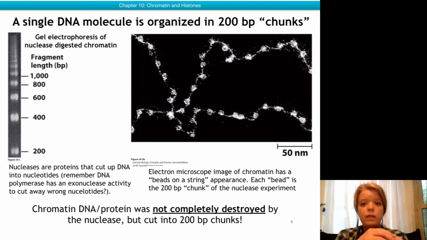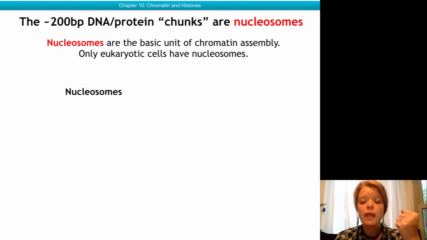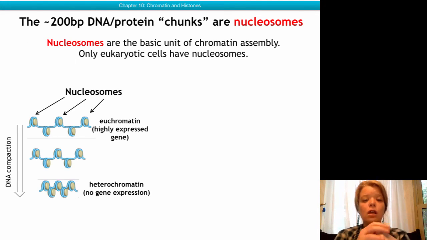It was quickly realized, when these groups communicated, that the 200 base pair chunks seen here were most likely, based on measurements, the beads on a string observed in electron micrographs. So what are these beads? They are called nucleosomes. It takes about 147 nucleotide base pairs of DNA plus the important proteins that create a nucleosome to create these chunks.